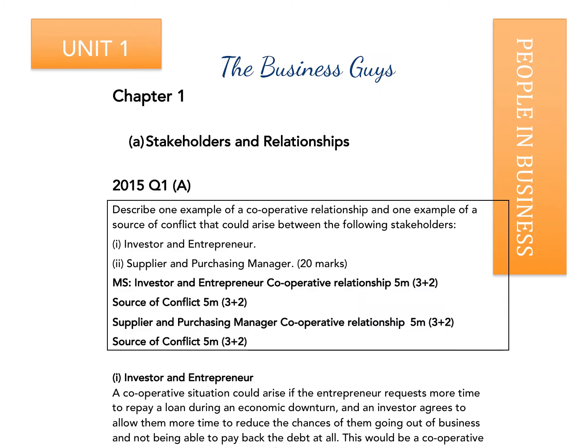So Chapter 1 is about stakeholders and relationships and contract law. In 2015, the question was, describe one example of a cooperative relationship and one example of a source of conflict that could arise between the following stakeholders, and it mentions 2 stakeholders. For 20 marks, there are 2 different sections, so it's 10 each. What we want to do is give information on a cooperative and a competitive relationship, and then show them between the investor and the entrepreneur.